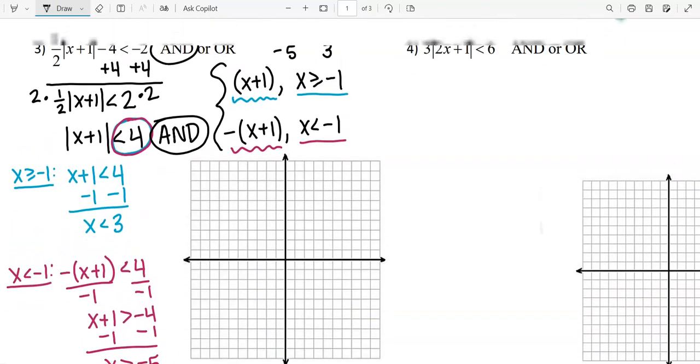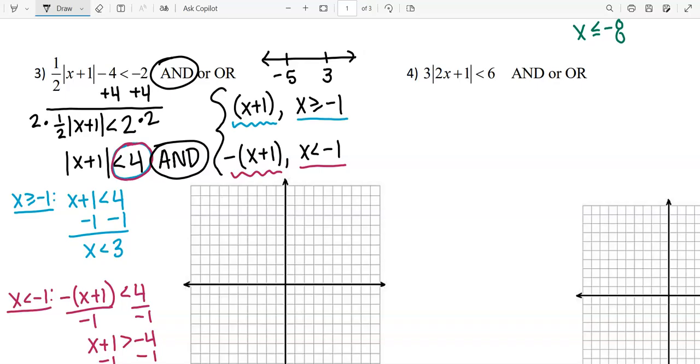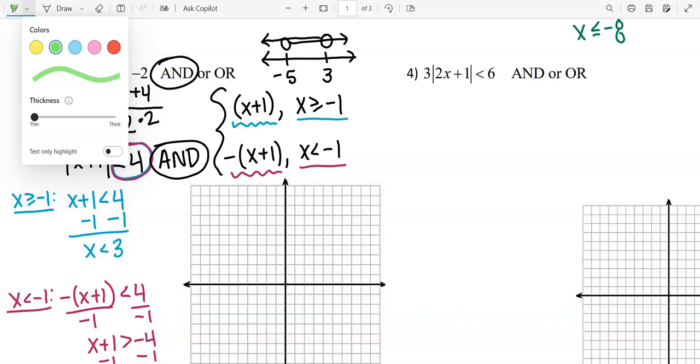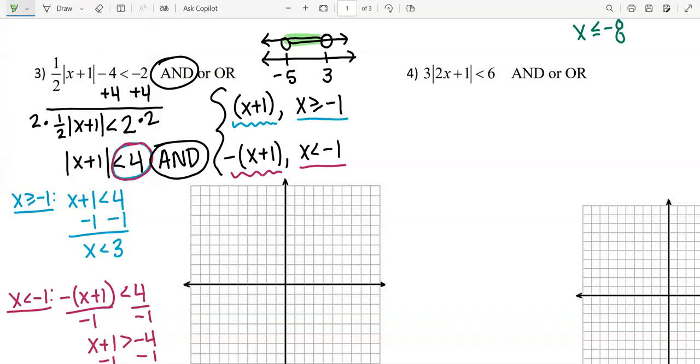What's it look like to be greater than -5? Open circle on -5 to the right. What about less than 3? Open circle to the left. And this is an "and," so where do my solutions live? In the middle where both of them happen.